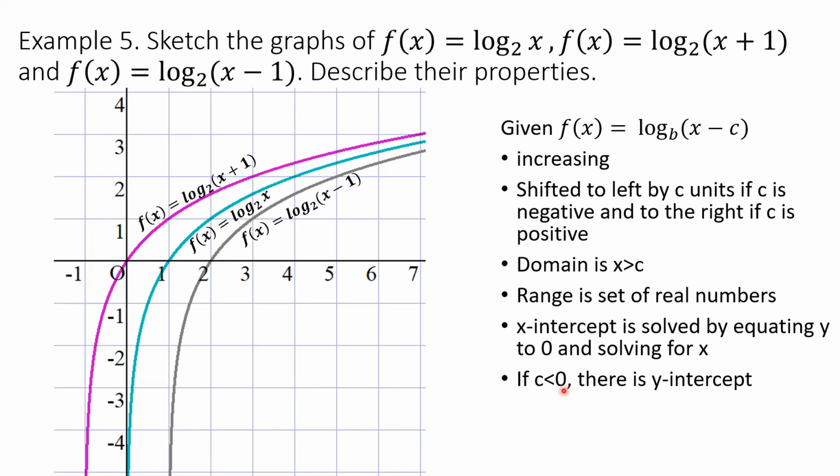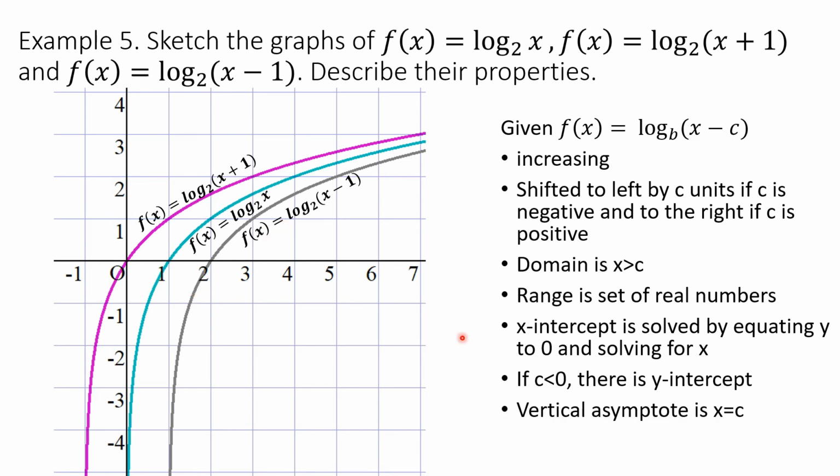And if c is less than 0, meaning if c is negative, there is a y-intercept. In which equation is c negative? In this equation, with the purple curve, because c here is negative 1. If c is negative, according to this statement, there is a y-intercept. So that's why the curve intersects the y-axis. It intersects the y-axis at 0. So the y-intercept of this curve is 0. But since c for the blue curve and gray curve is not less than 0, because this is exactly 0, and this is positive, we do not have a y-intercept for these graphs.